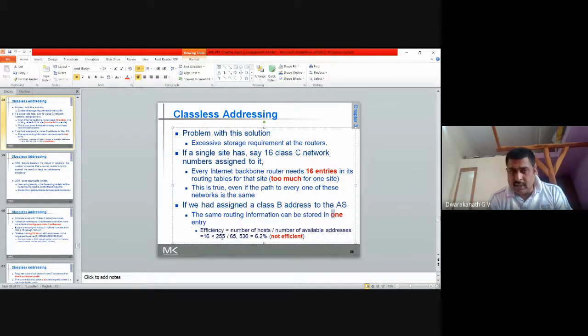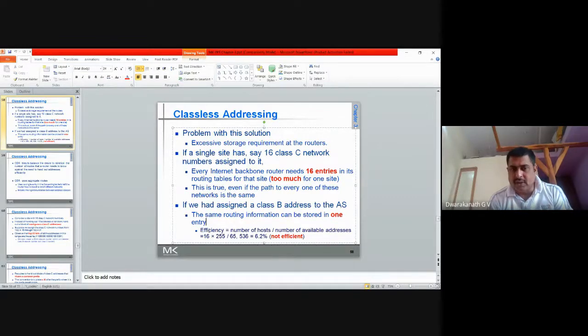Now you see here how the efficiency, the number of hosts, decreases. You can see here 16 into 255 divided by 65,536. Observe carefully. That will become 6.2%, which is not so efficient. Are you getting my point? Very clearly I'm telling you.